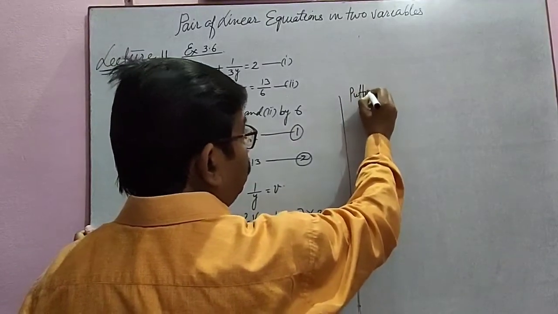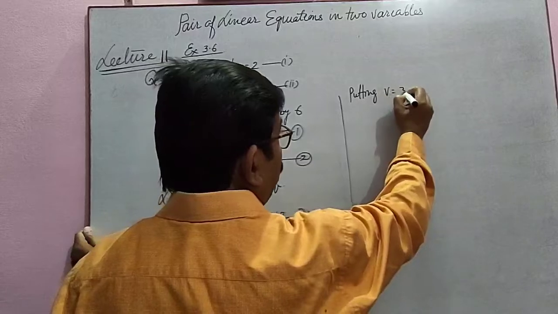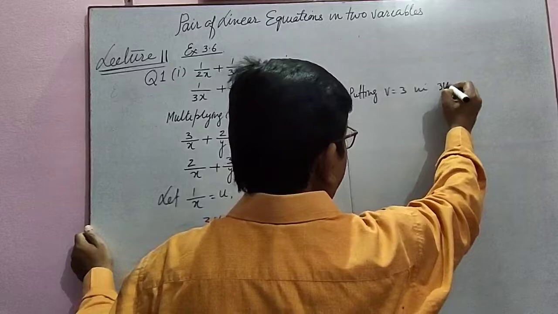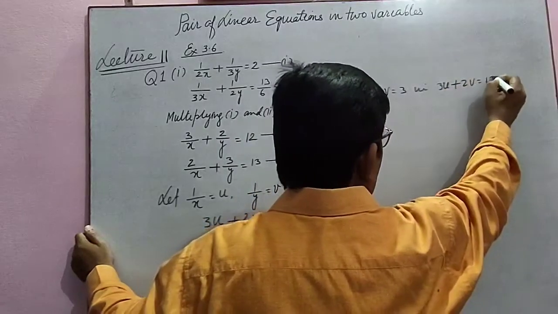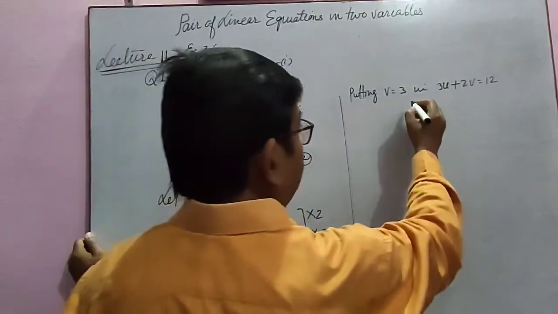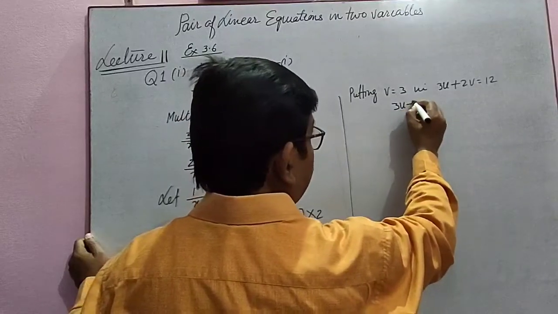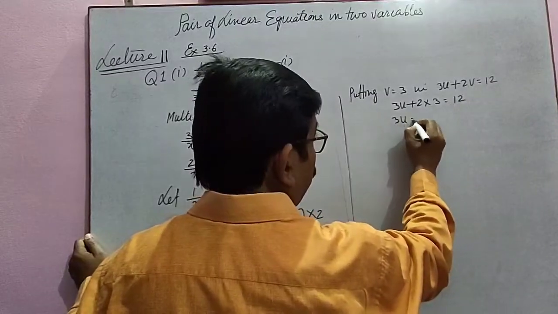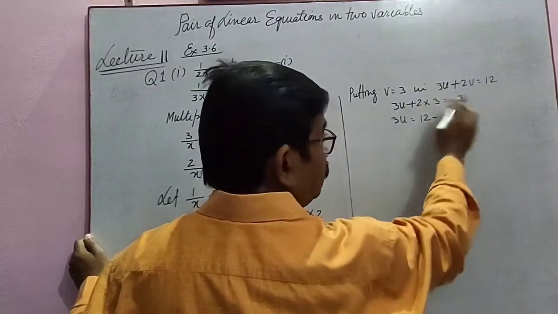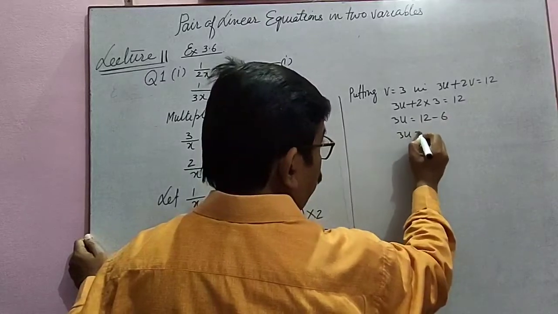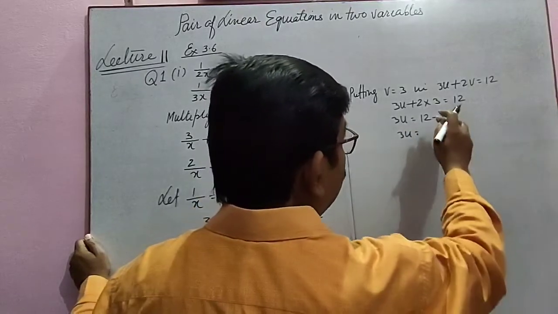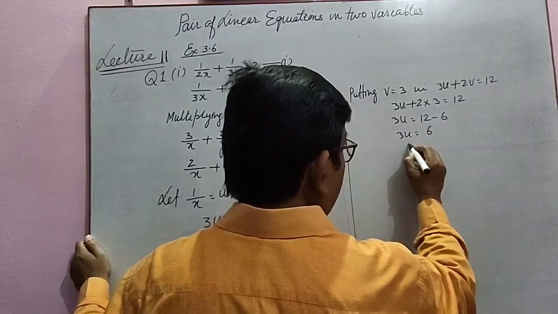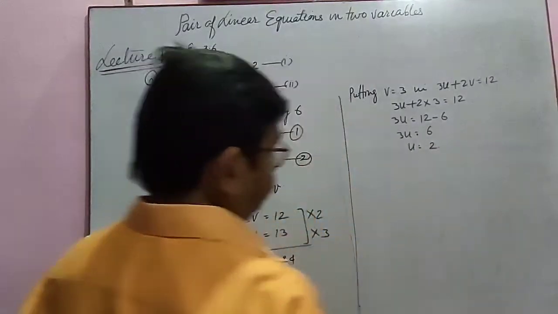Putting v is equal to 3 in 3u plus 2v is equal to 12. Write the value of v here. 3u plus 2 into 3 is equal to 12. 3u is equal to 12 minus 6. This comes to the 6. 3u is equal to, sorry, it is 3u. So we have it is equal to 6. u is equal to 2.